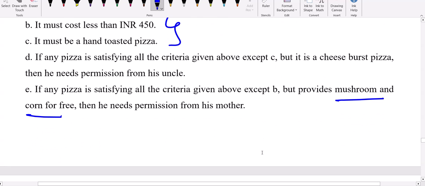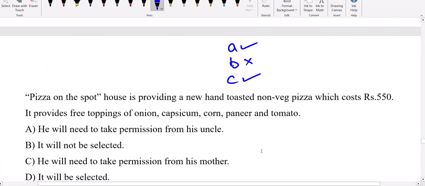So let's see, if that is given, then select permission from mother. If they don't say regarding mushroom and corn, not selected. Okay, so we have to see that, yeah, free. They given corn, but mushroom not given.